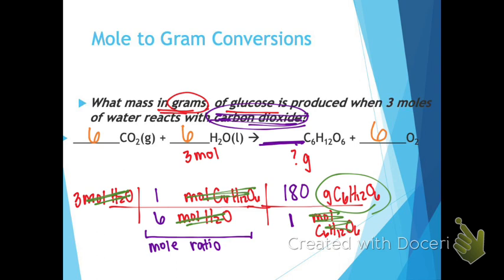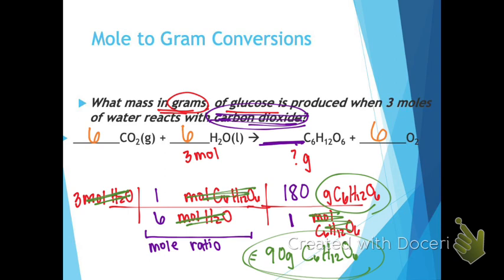So now I just do the math. Multiply across the whole top, divide by the whole bottom. And so that gives me a value of 90 grams C6H12O6. Right? We want our final answer to have both the number and the unit and the formula. Right? We have to tell, what does this number mean? It's 90 grams of that product.